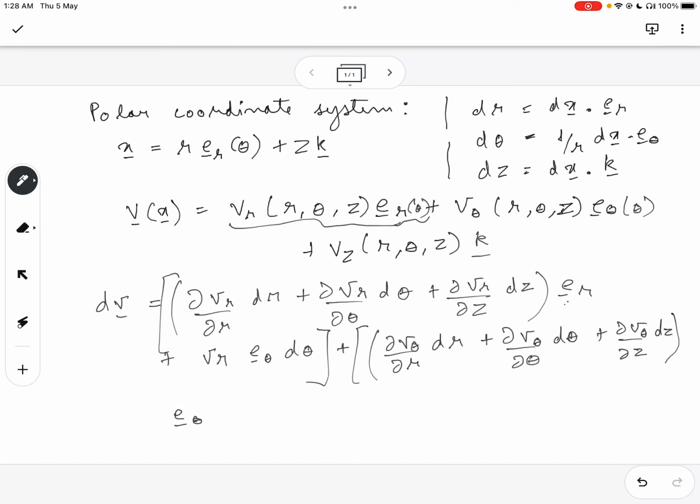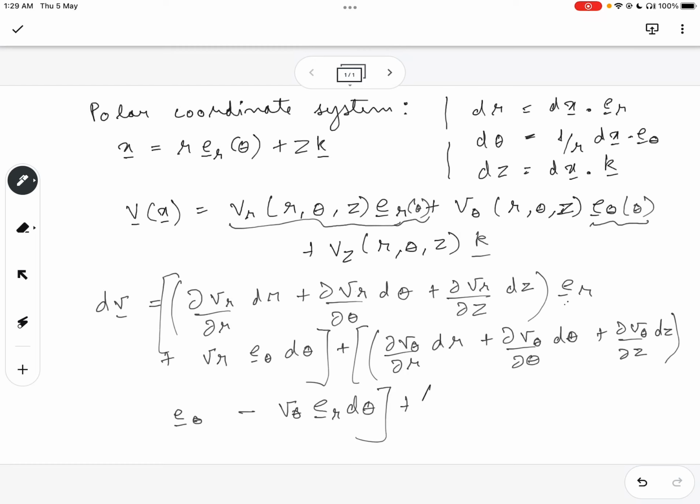This times e theta minus v theta er d theta, because del by del theta of e theta is minus er. That can be seen from writing er and e theta in terms of the Cartesian coordinates, that er is cos theta e1 plus sin theta e2.